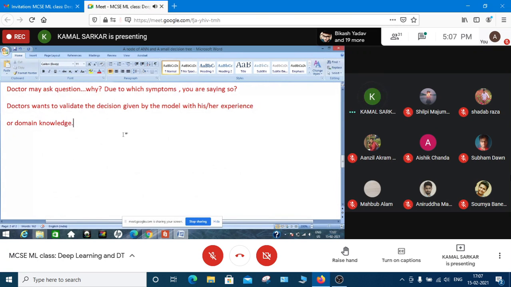So clearly this is explainable, and the decision tree (DT) is more interpretable than the ANN. In today's world, the latest research going on is known as explainable AI.